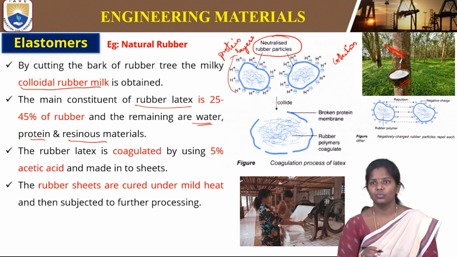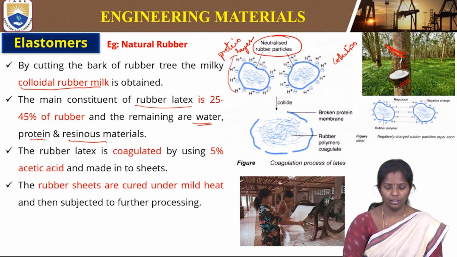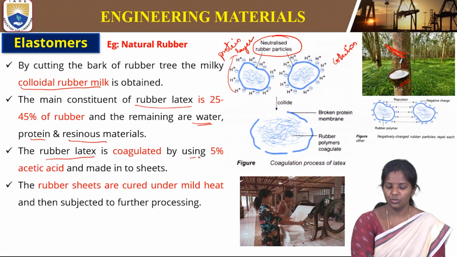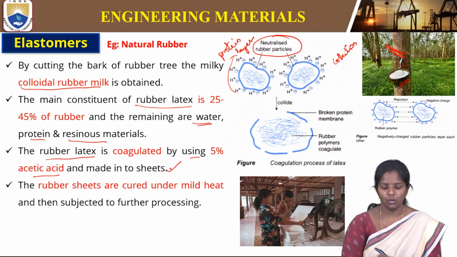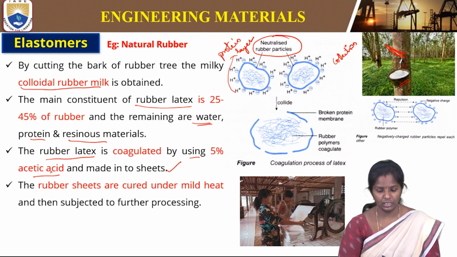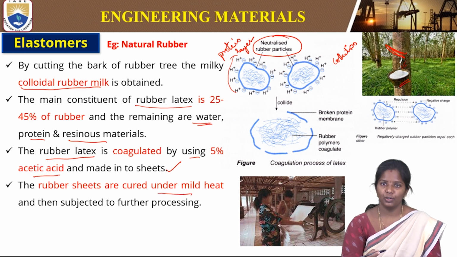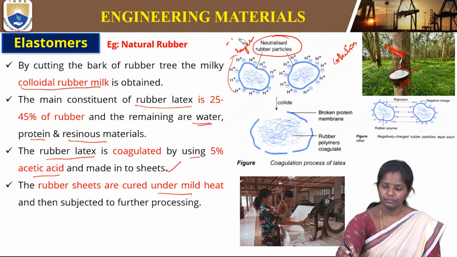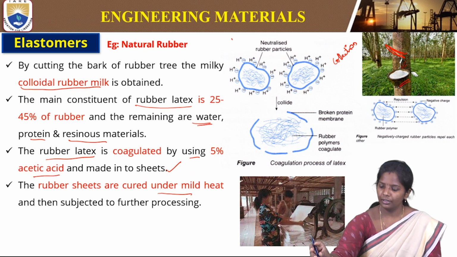So if you want to process it, we have to follow some procedures and break this protein layer. We will see it in detail. Rubber latex is coagulated by using 5% acetic acid and made into sheets. So how is it made? It is coagulated with 5% acetic acid, and the rubber sheets are cured under mild heat and then subjected to further processing. Whenever we obtain the natural rubber from these, this natural rubber is then treated in different ways for further processing.